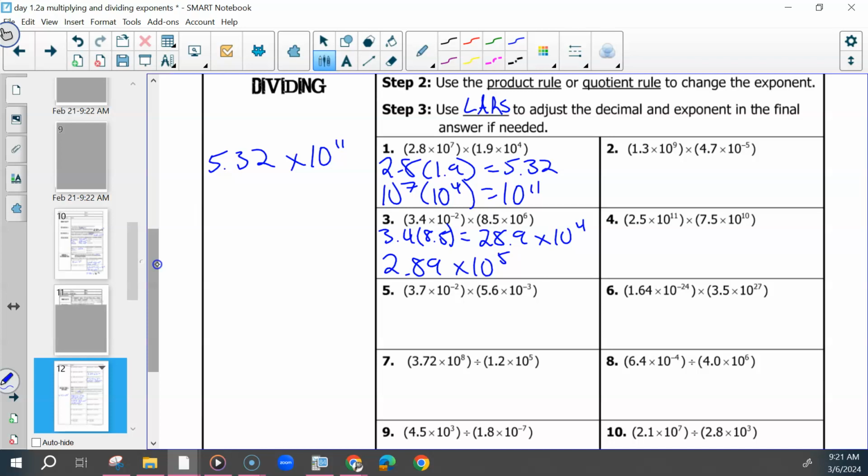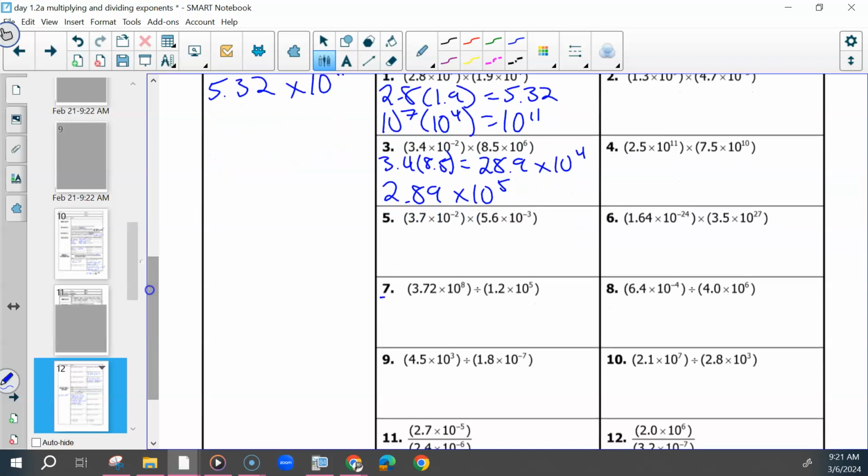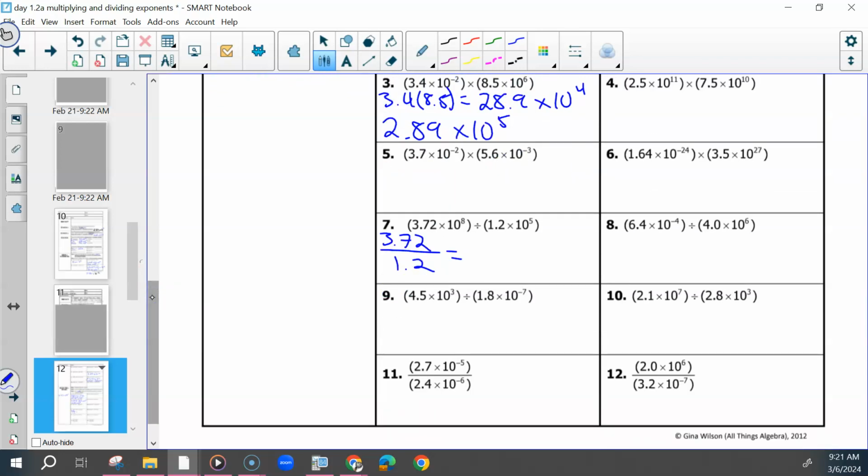Dividing works the same way, or a similar way. For number 7, actually divide the numbers 3.72 over 1.2. And then if we were dividing our exponents, if we were dividing the like bases, what are we doing to the exponents? Subtracting. So this would be 10 to the 3rd. Any questions, confusions there?